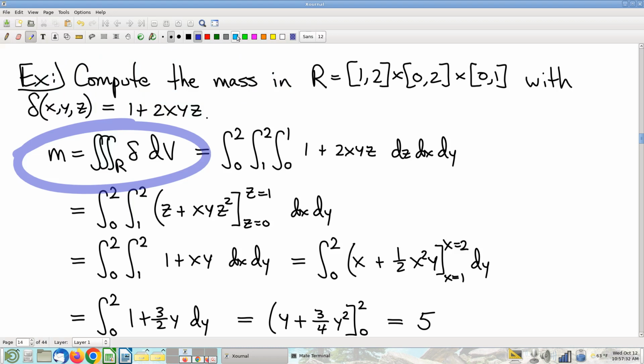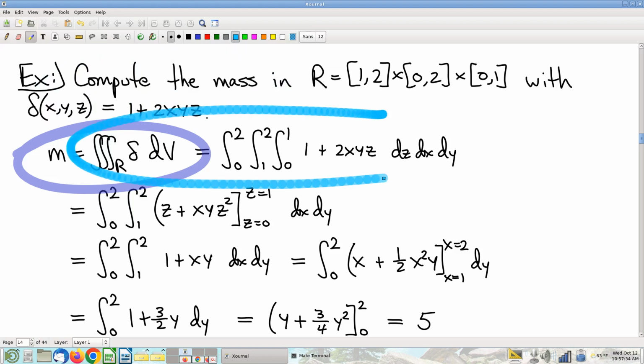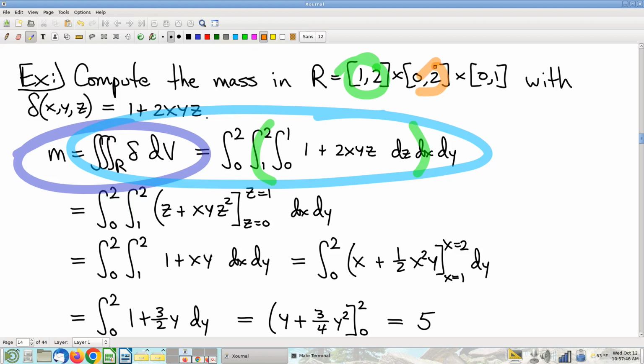Step 2, the triple integral is an iterated integral, and let's be careful with the bounds here. We've got x going from 1 to 2. Notice my x bounds, 1 to 2. We have y going from 0 to 2. Notice my y bounds, 0 to 2. We've got z going from 0 to 1. Notice my z bounds, 0 to 1.